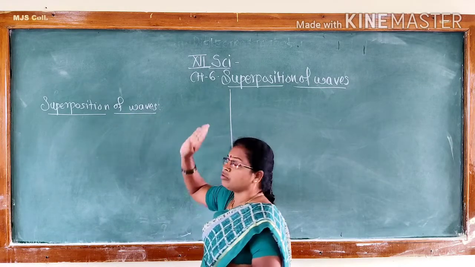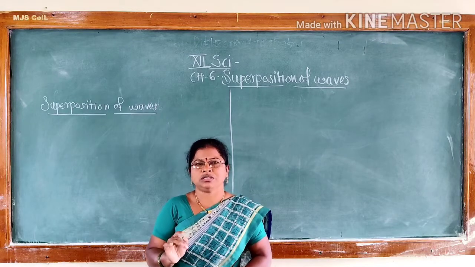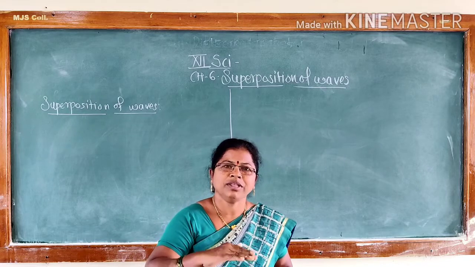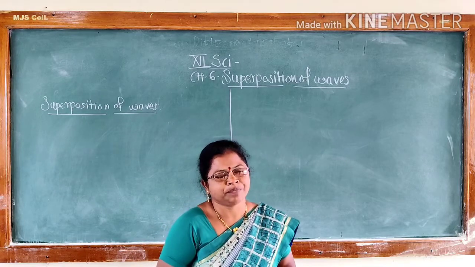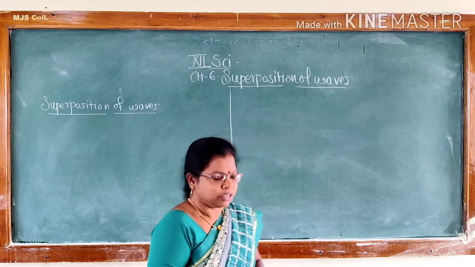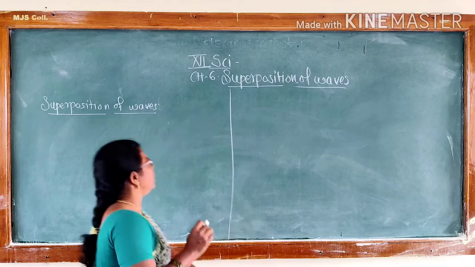So what is the value of amplitude when two waves interfere with each other, when they are in phase, when they are out of phase? So we are going to see those values in this case. Next, one more, that is the amplitude of the resultant wave.